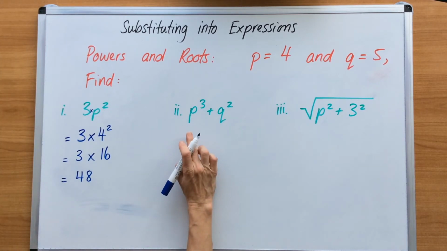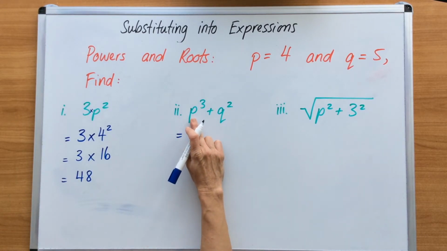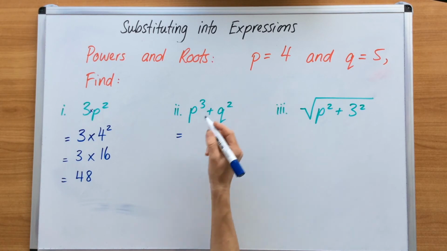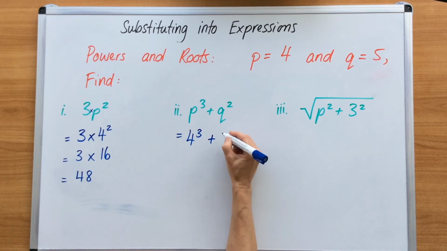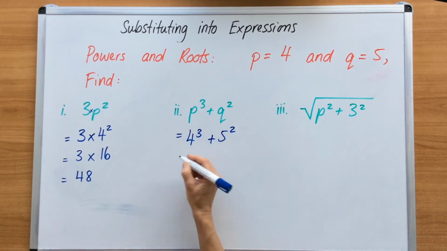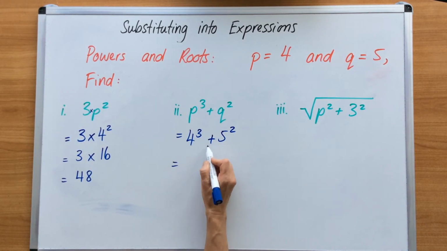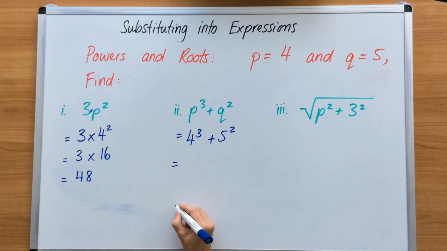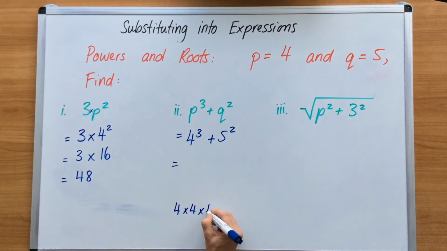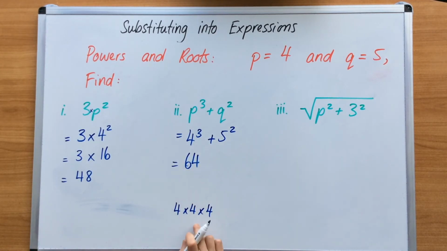Okay, so we've now got another question over here with two lots of powers. So first line's going to be replacing or substituting the value of p, which is 4, so 4 to the power of 3, plus the value of q, which is 5, 5 to the power of 2. So we've got to solve this separately and that separately before we can add them together. So P's power is, 4's power is 3. So that's like saying 4 times 4 times 4. So we replace that with the answer of 64 because that's what that comes to.